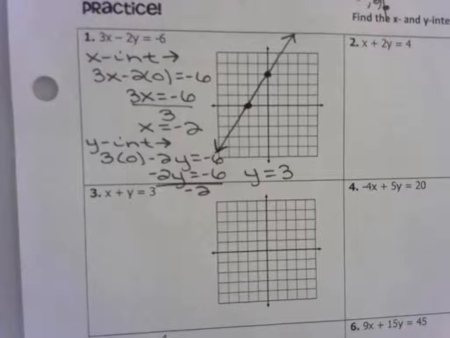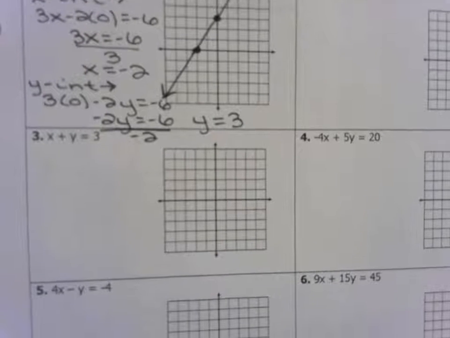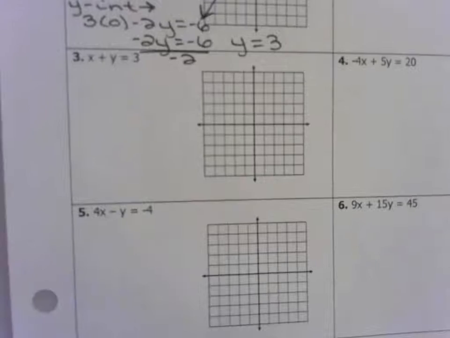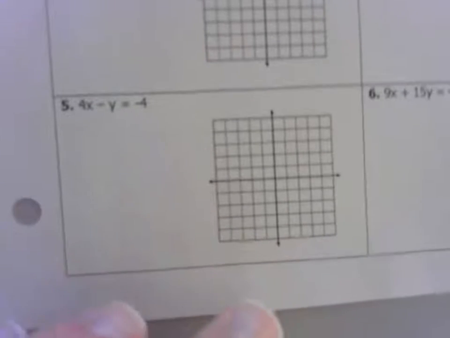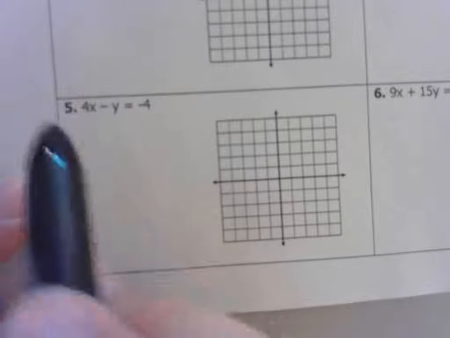Okay. Let's look at another example. Let's look at number 5 real quick. Let's look at a couple more of these. First of all, standard form. Why is this in standard form?